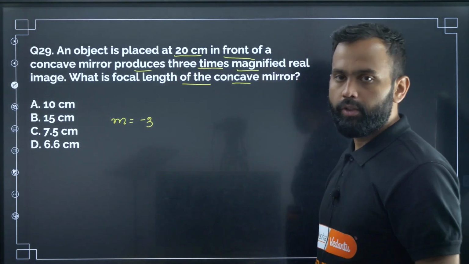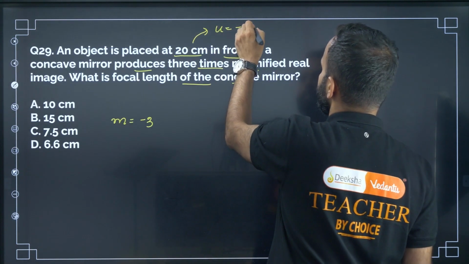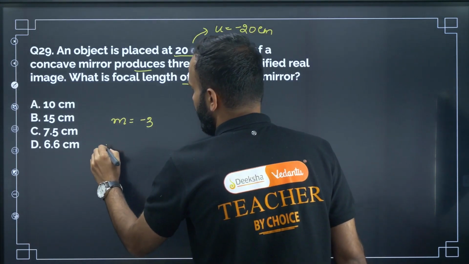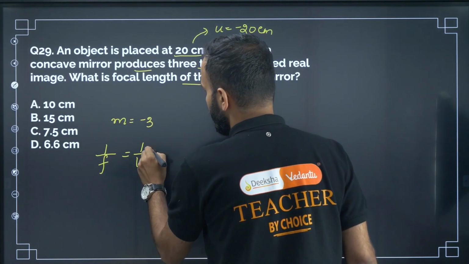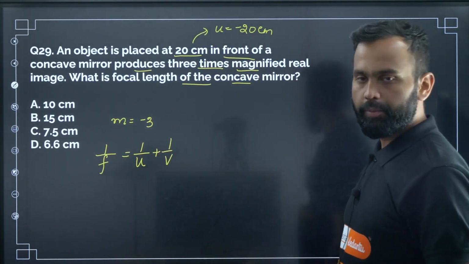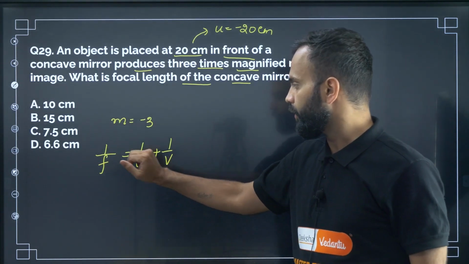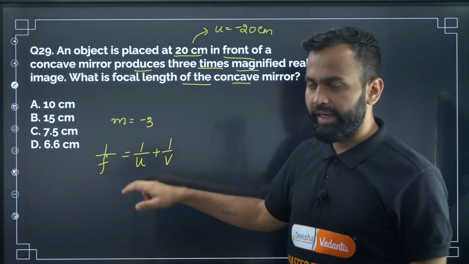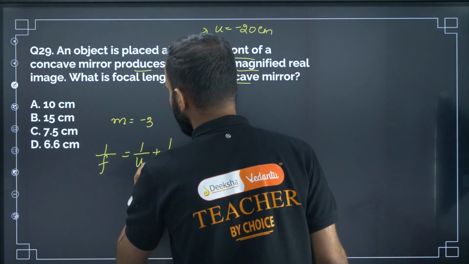So what is the value of u? u equal to minus 20 centimeter, right? So apply mirror formula, 1 by f equal to 1 by u plus 1 by v. Okay, we know the value of u, we have to find the value of f, but we don't know the value of v, right? So how to find the value of v? We know the magnification, right? So magnification, here m equal to minus 3.